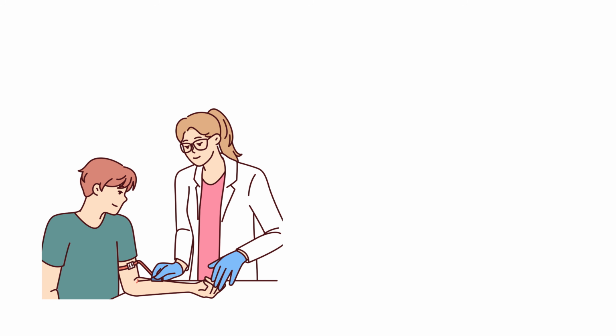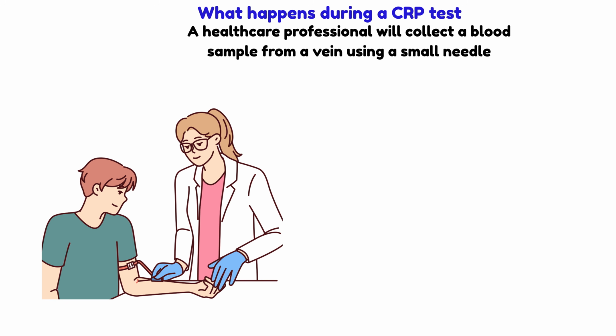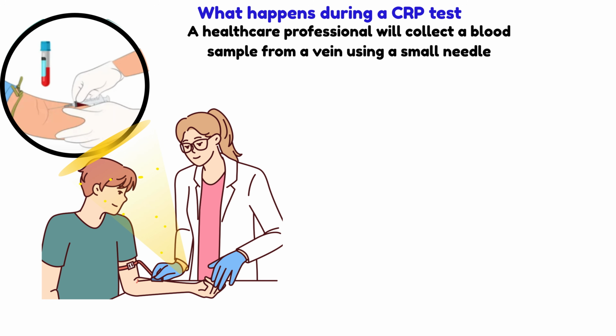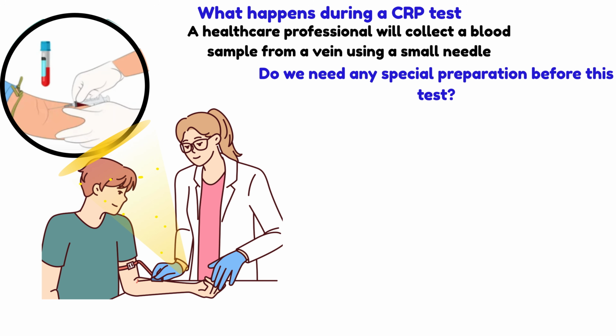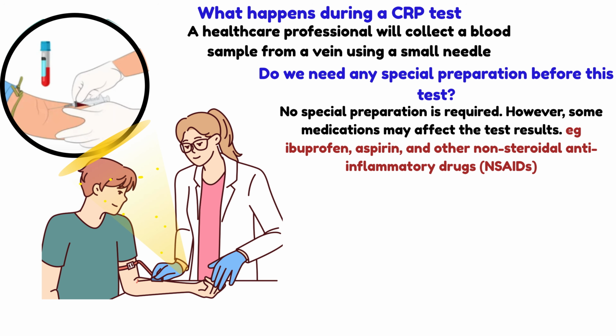Now let's discuss a few common questions related to the CRP test. The first question, what happens during a CRP test? So it is just a simple blood test. A healthcare professional will collect a blood sample from the vein using a small needle. Second question, do we really need any special preparation before this test? So the answer is no special preparation is required.